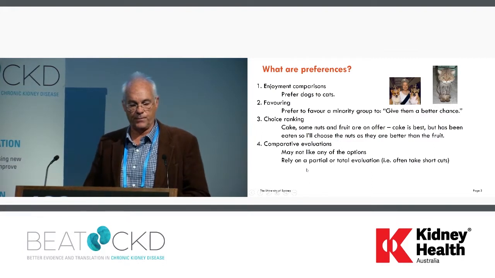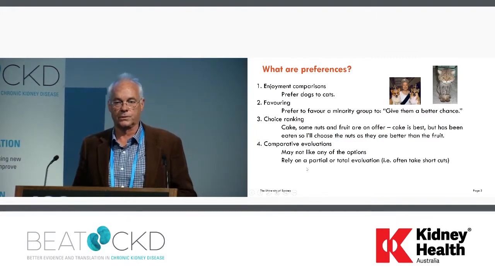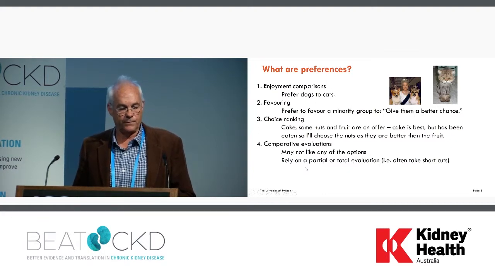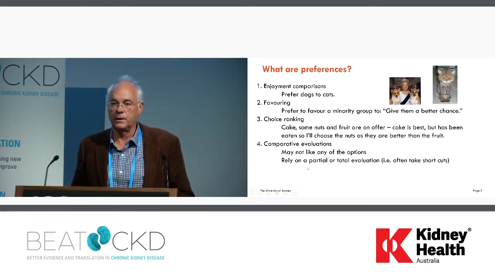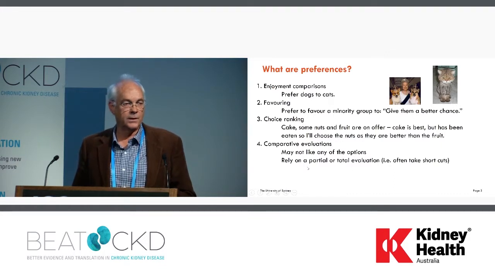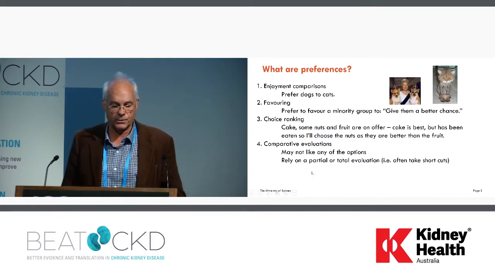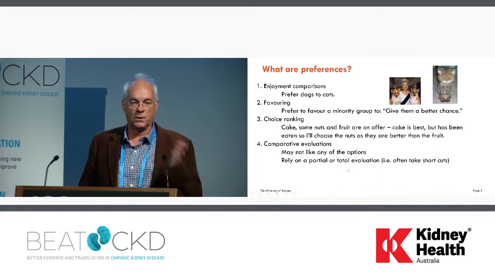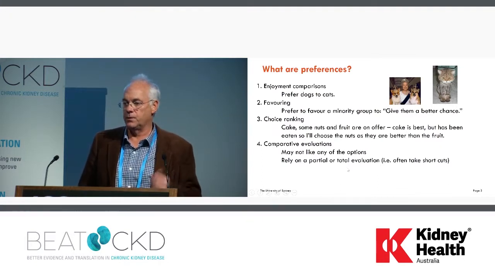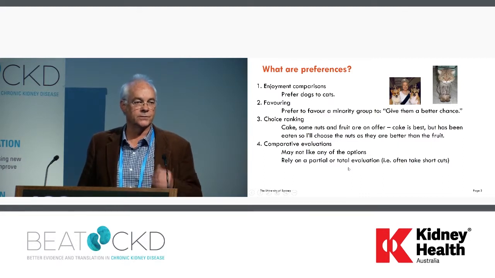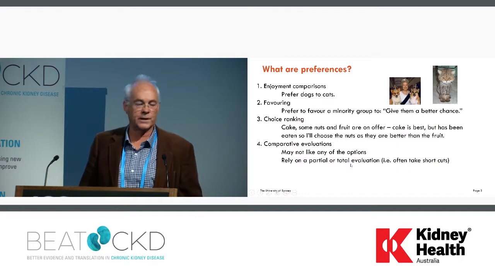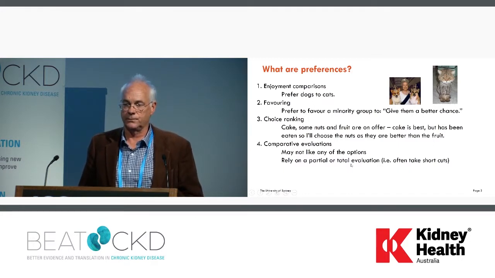But probably the one that we're really talking about is preferences related to comparative evaluations, where actually you mightn't like any of the options, and you're going to rely on some sort of partial or total evaluation of the choices with your preferences to make a decision or a choice, none of which are good. So really that's what we're talking about in this sort of research.